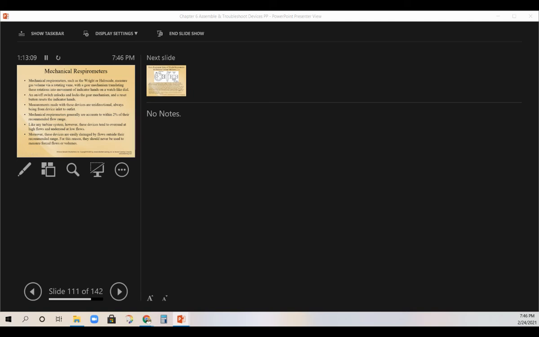For PFTs, you have mechanical respirometers, such as the Wright or the Haloscale. Remember the Wright? That's the black one that we've talked about quite a few times. The Wright always has a vane. So when we're talking about a Wright, you're going to have a rotating vane. You're going to measure gas volume via a rotating vane with a gear mechanism. These rotations translate into the movement of indicator hands on a watch-like dial, and an on and off switch unlocks and locks the gear mechanism, and a reset button resets the indicator hands. The devices are unidirectional, with flow always going from device inlet to outlet.